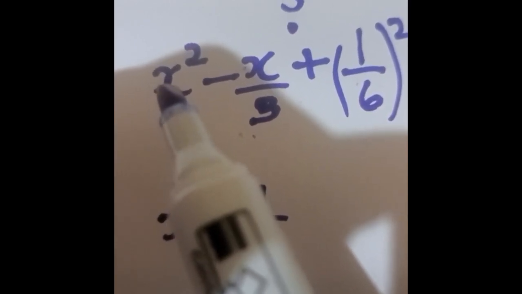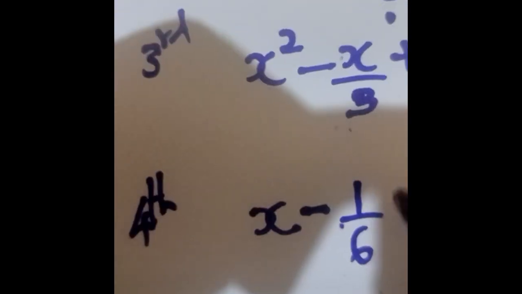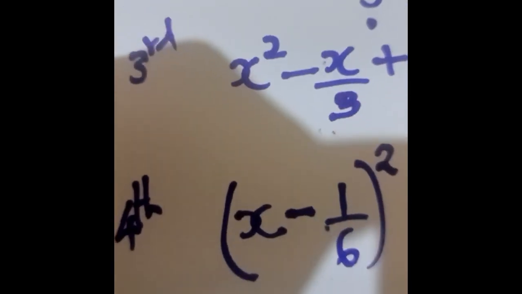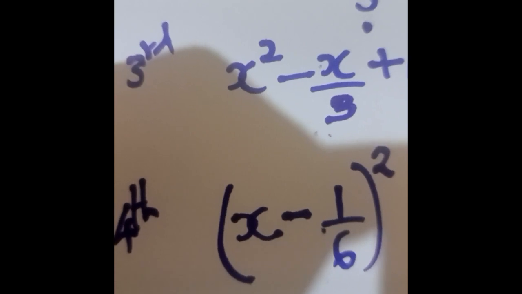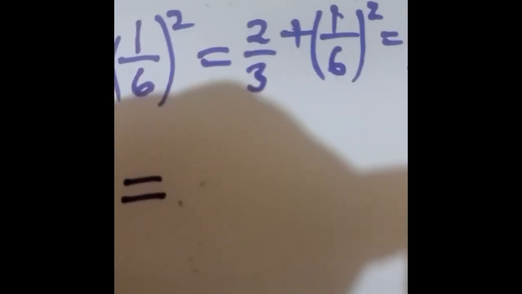Yes, we do. If we have a negative, then we must have a negative here. If there were no negative, we would just have had a positive here. Now, the factorized form of the left-hand side therefore becomes (x - 1/6) squared. So we factorize the left-hand side and simplify the right-hand side.